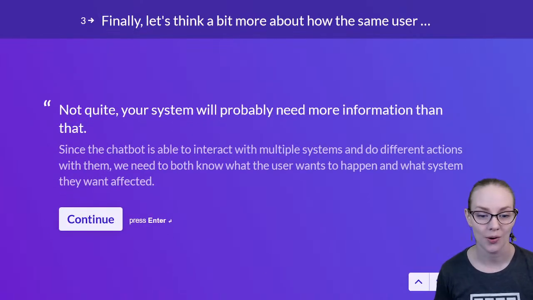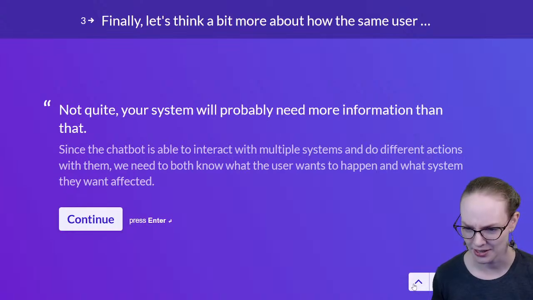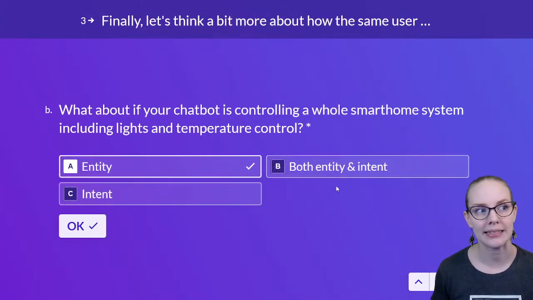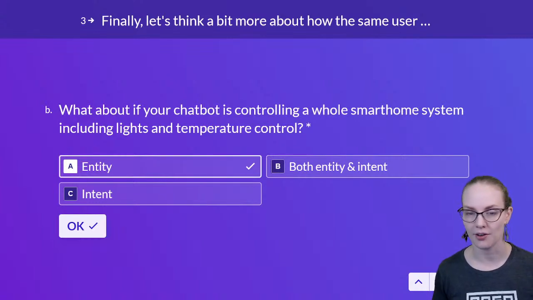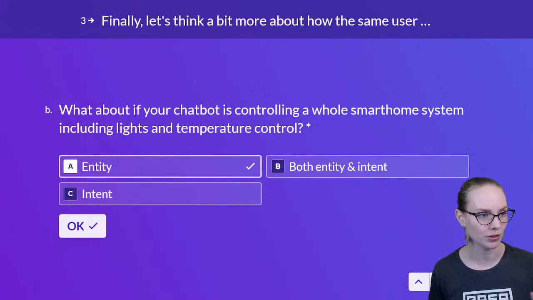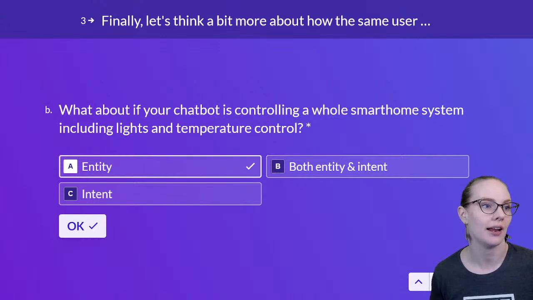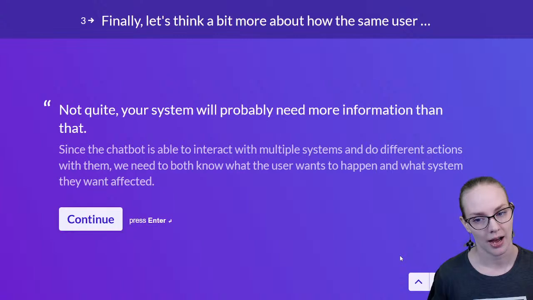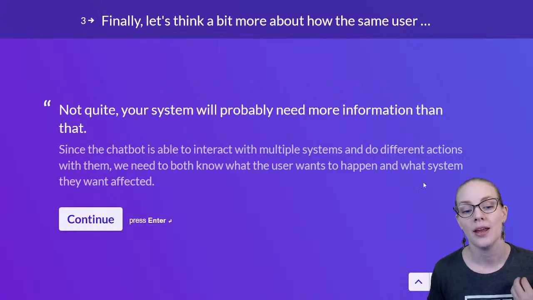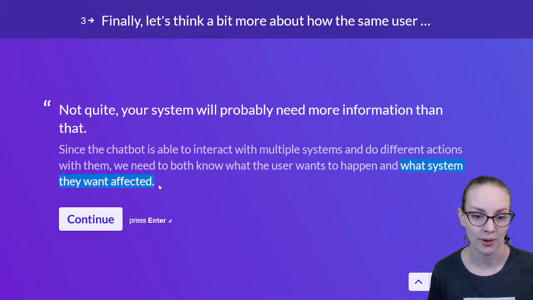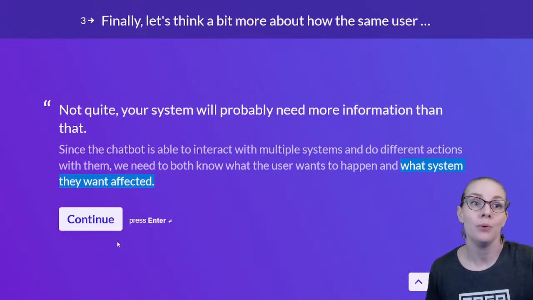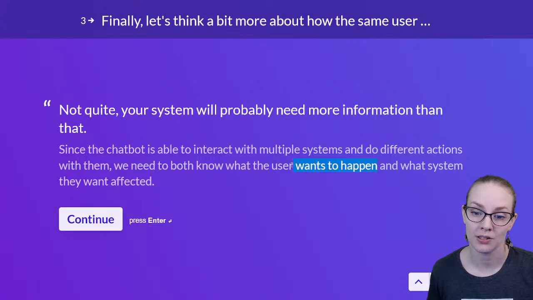All right, so just an intent, which I think is what I said. Sorry, just an entity probably isn't going to be enough here. So the utterance was turn off the light bulb. We've got a whole smart home system. Just using an entity to extract light bulb is probably not going to be quite enough information because we want to know what system will be affected, right? We want to know what the user wants to interact with.